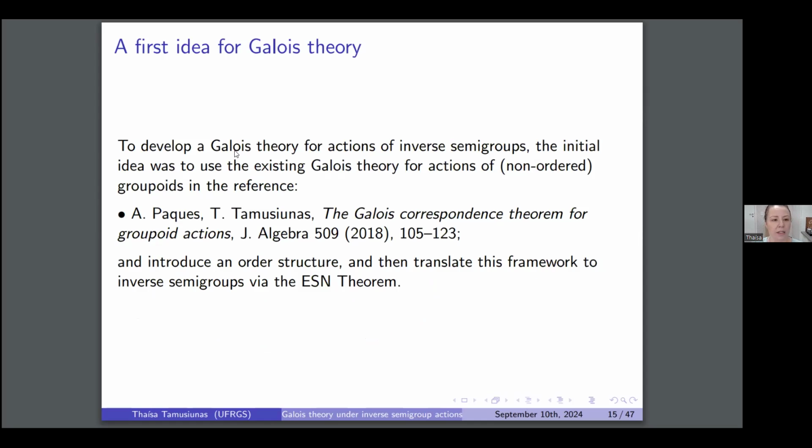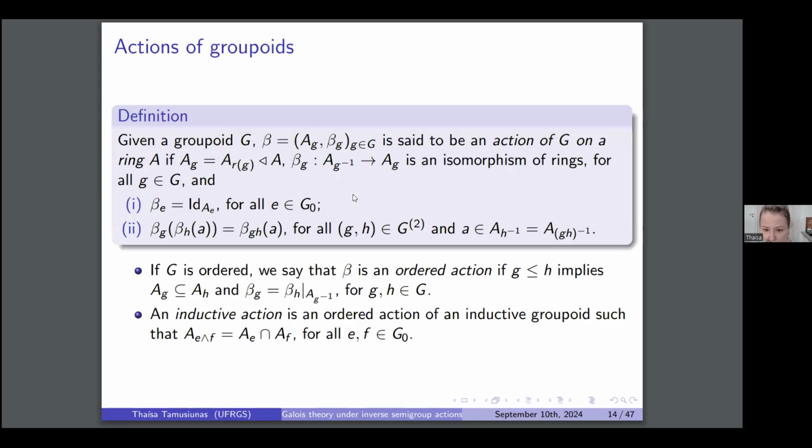And here is a first idea. Question. Yes. Can you interpret these actions as some functor from a bicategory of groupoids or inverse semigroups to the bicategory of rings?